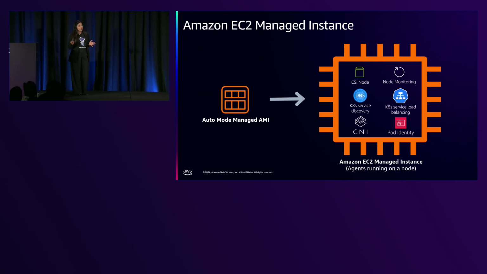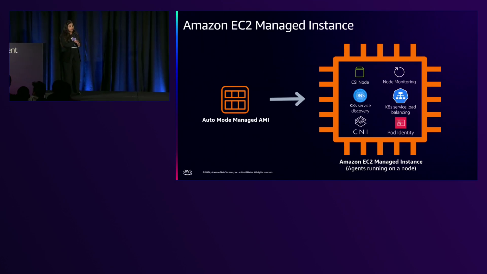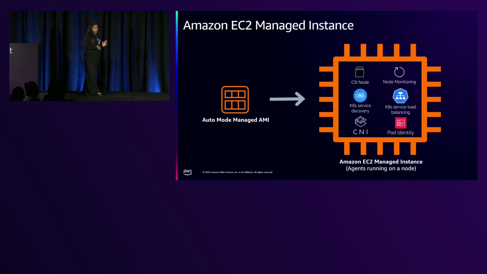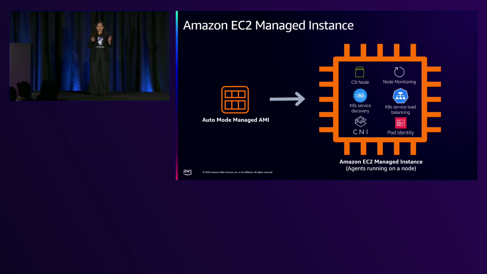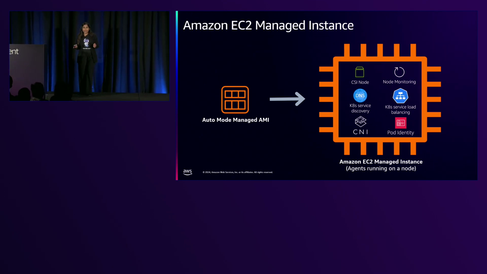With the launch of Amazon EKS Auto Mode, we are shifting our operational model a bit here. As you can see, all of these node agents and the Kubernetes agents, whether it is CoreDNS or kube-proxy or a CNI, along with the pod identity and the node monitoring and the CSI node agents, all are going to run as systemd processes. When you create a cluster and run kubectl get pods or nodes, you will not see anything inside of your cluster. It's just an empty cluster.